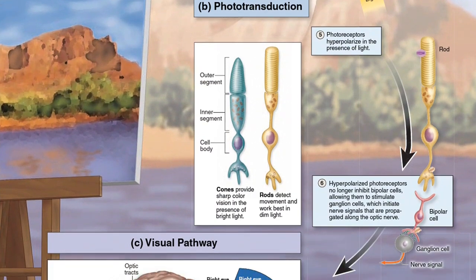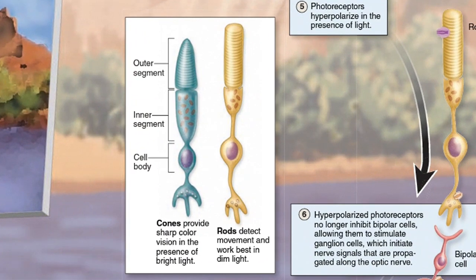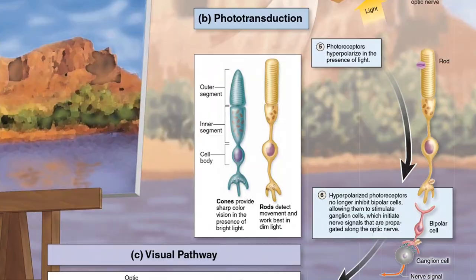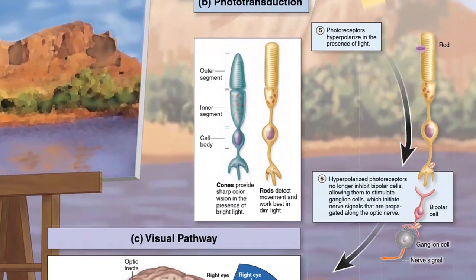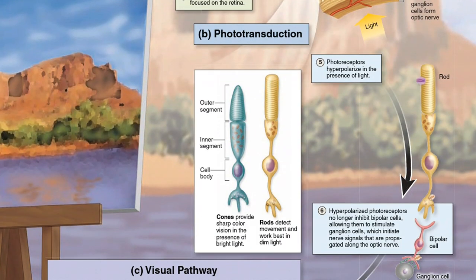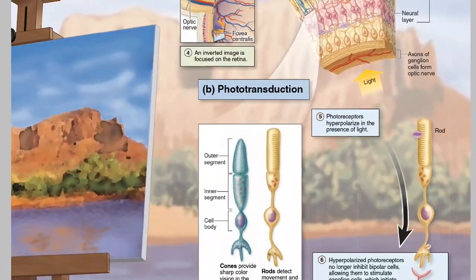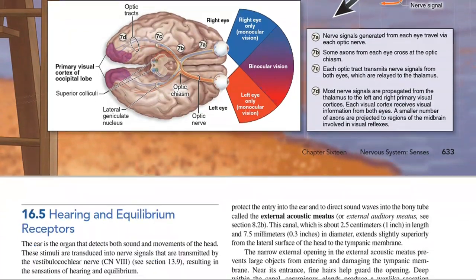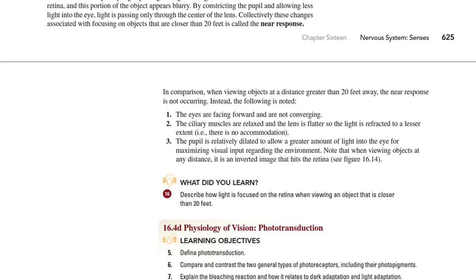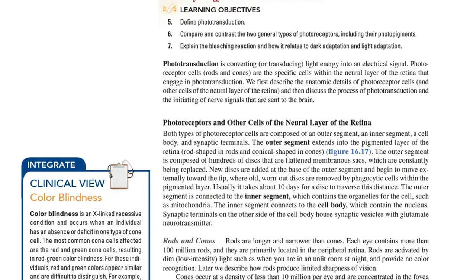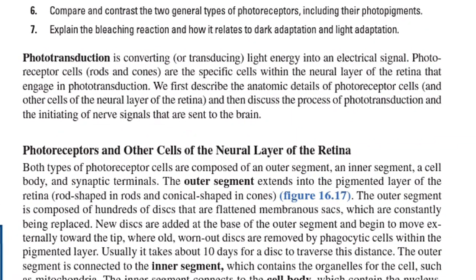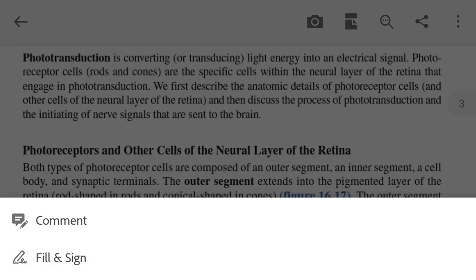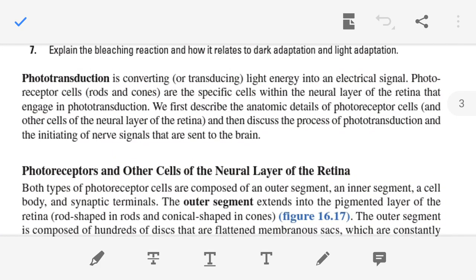These are the two photoreceptor cells shown, cones and rods. Now, what is phototransduction? Phototransduction definition.